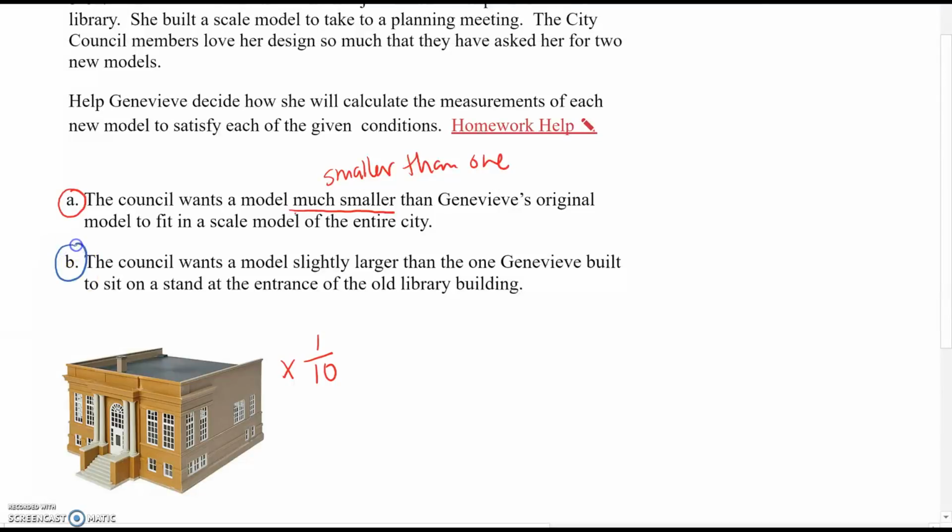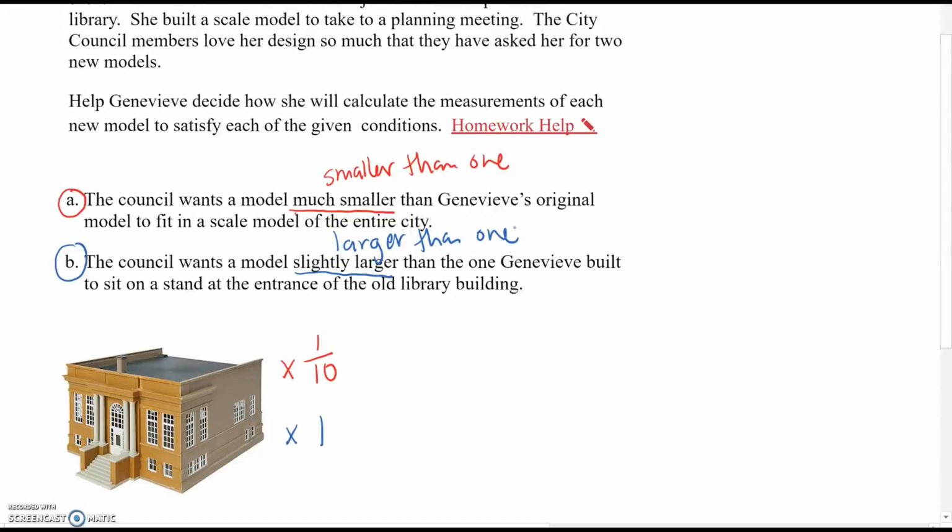So here we go. We're going to take something. So B, the council wants a model that's slightly larger. So again, if we multiplied by 1, it would keep it exactly the same. So if we want to get it larger, we would multiply by something larger than 1. All right, that's what we need to multiply, larger than 1.